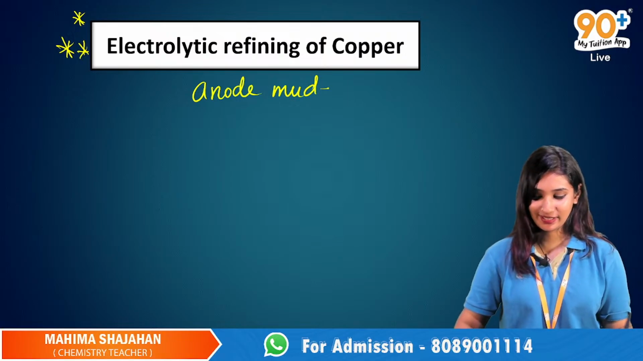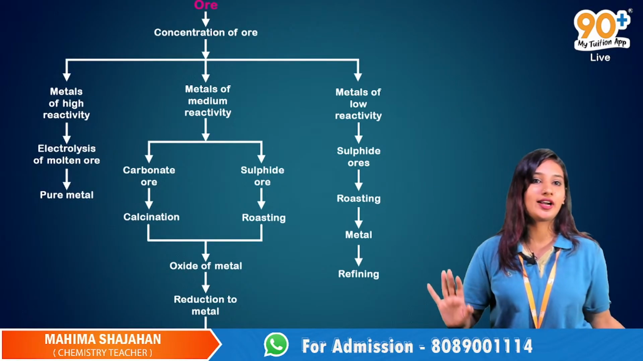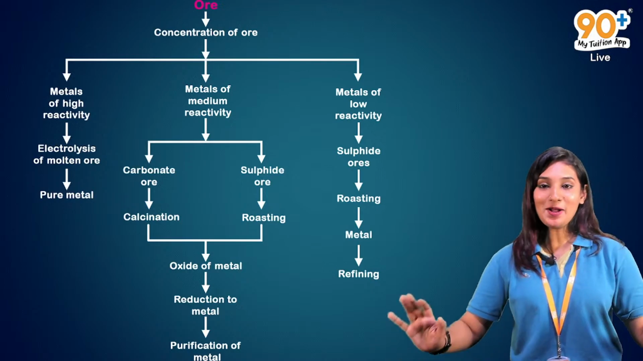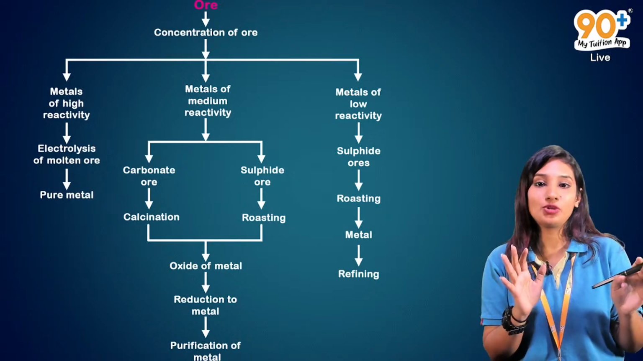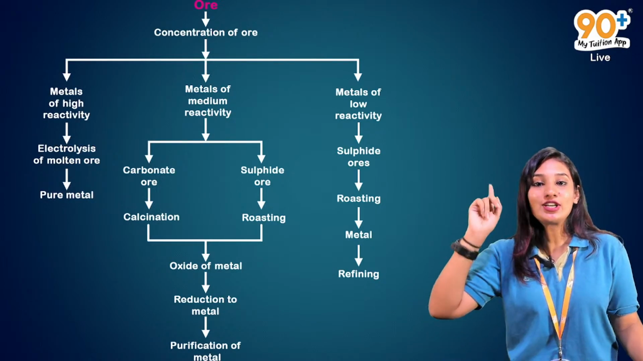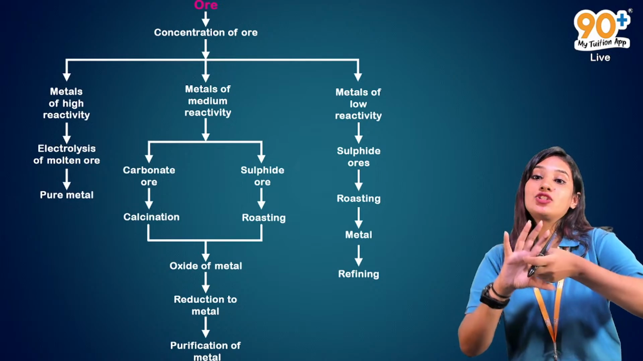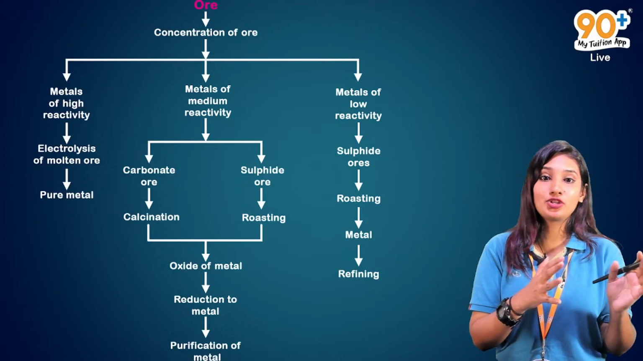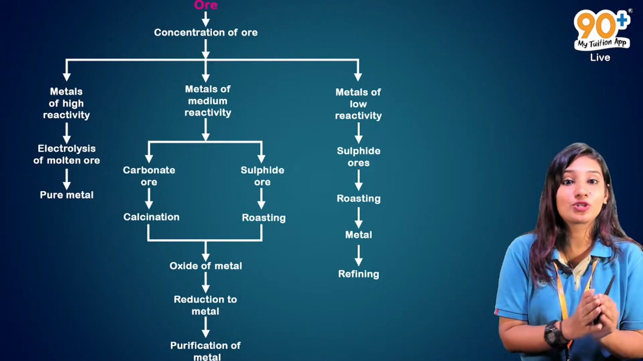Alright. So, shall we see a quick summary of the extraction, our entire metallurgical process? First we had the ore. We removed some impurities from the ore. That process is known as the concentration or enrichment of ore. Now from the concentrated ore we extract the metals. Since the metals can be divided into high reactivity, medium reactivity and low reactivity, the extraction process is also different.